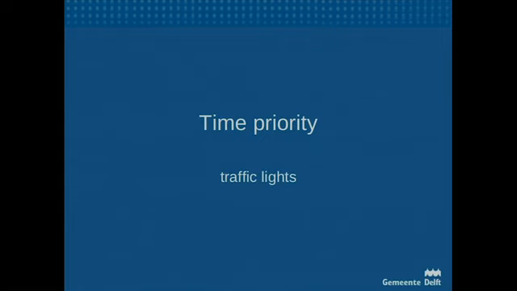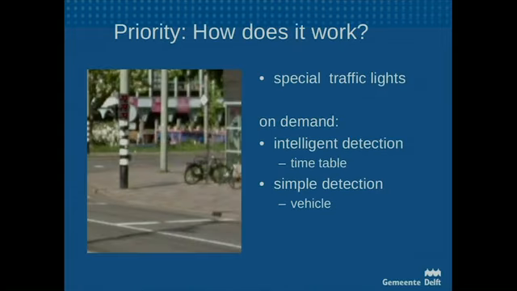Time priority. Peter already taught some things. But this is what we do. We have special traffic lights, the 9 eyes traffic lights. That's in the picture on the black-white polar column. That's showing if you get green to left or to right or straight through for a bus.